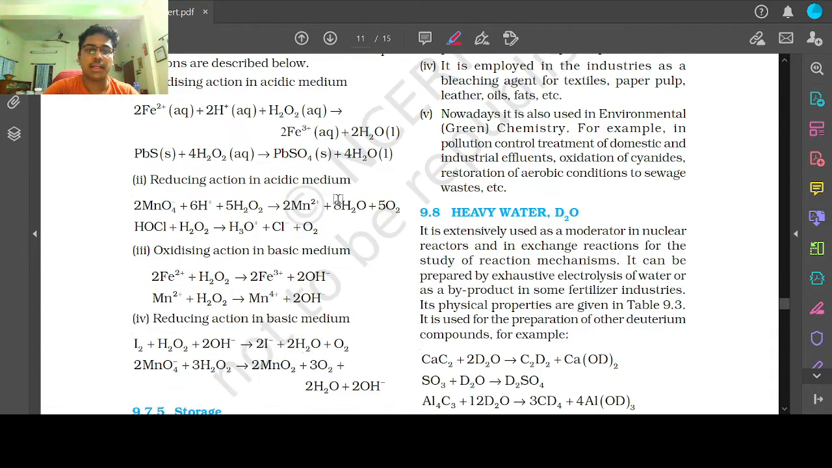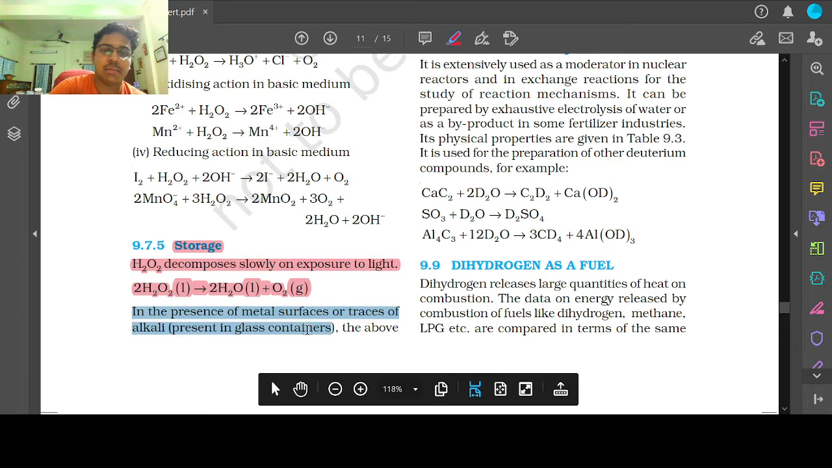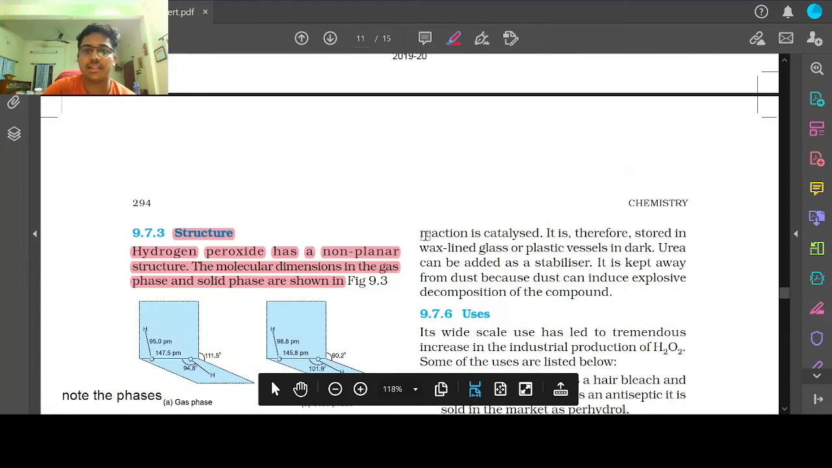Let us move on to the storage. This is very important; some give-reason questions come from it. H2O2 decomposes slowly on exposure to light. As we learned in the previous numerical problem, 2H2O2 decomposes to give 2H2O plus O2, 1 mole of O2. In the presence of metal surfaces or traces of alkalis present in glass containers, the above reaction is catalyzed, and it is therefore stored in wax-lined plastic vessels in the dark.